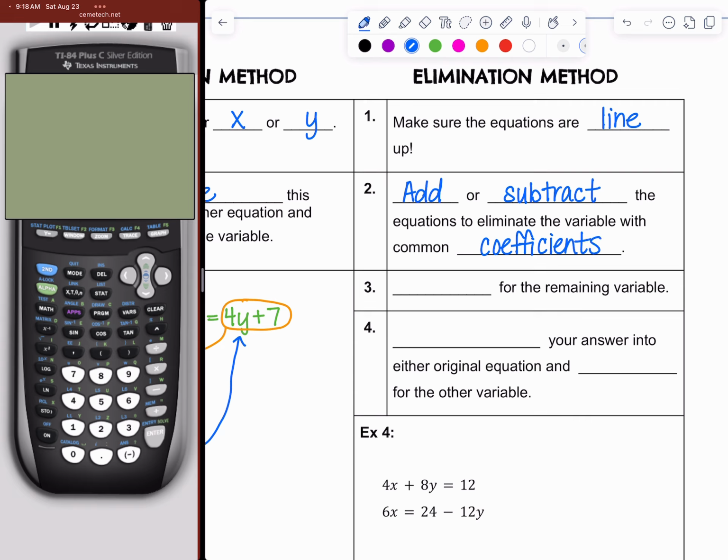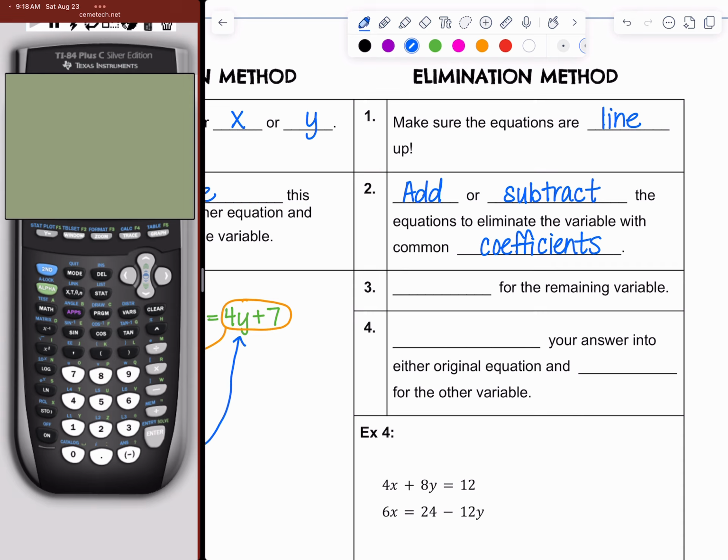Remember, coefficient is the number in front of your variable. Now, before you add or subtract, you may have to multiply if your coefficients are different. Like if the coefficients of your x's are different, you may have to multiply. If your coefficients of your y's are different and you're trying to eliminate those, you may have to multiply. Sometimes you only have to multiply one equation. Sometimes you have to multiply both.